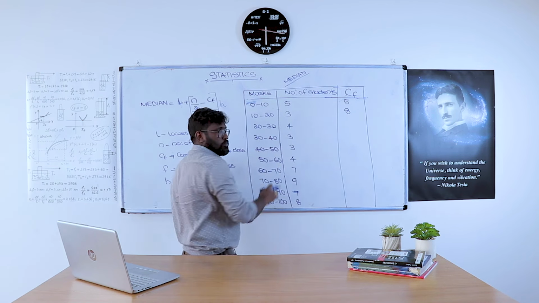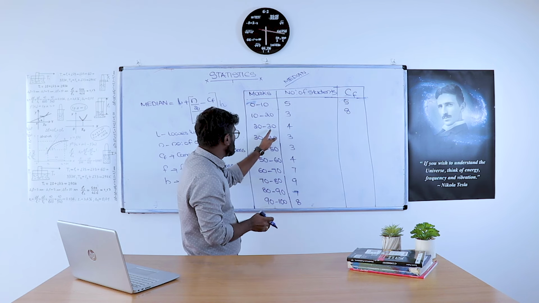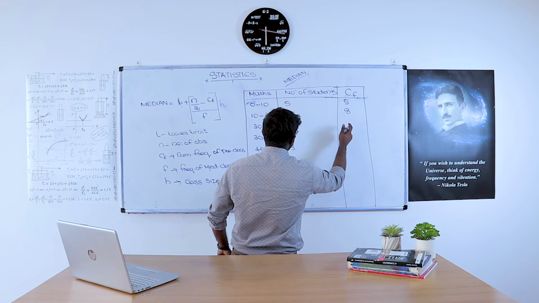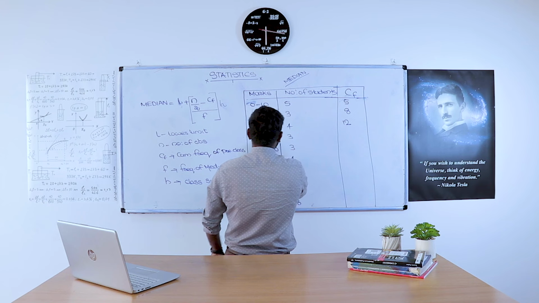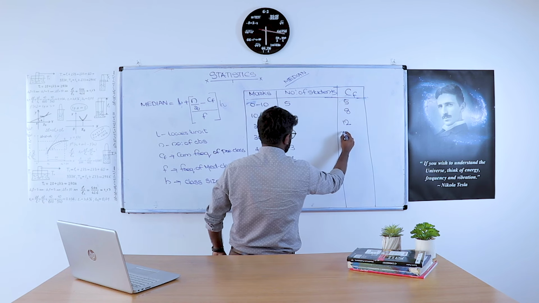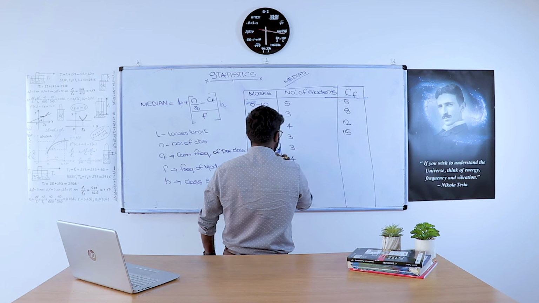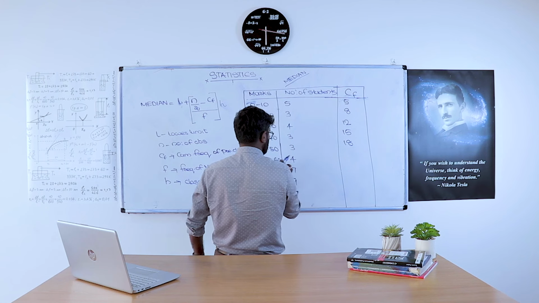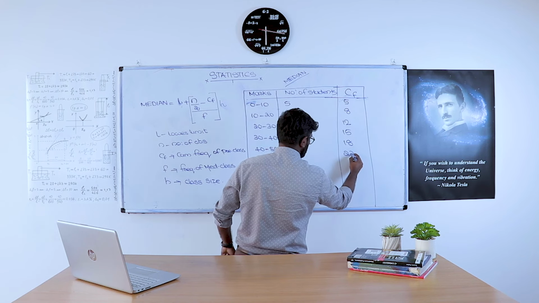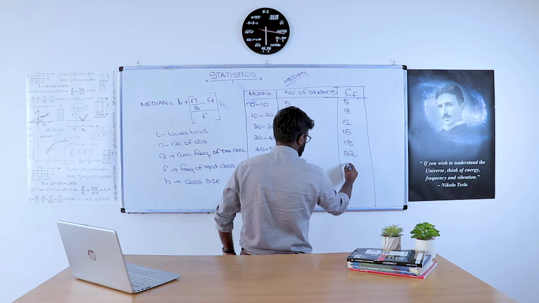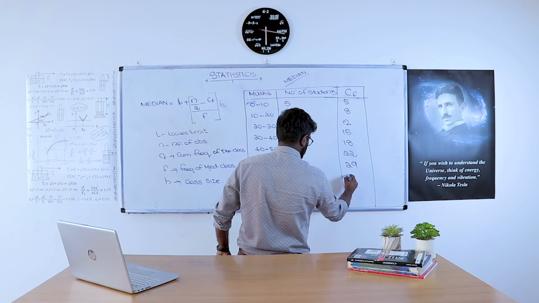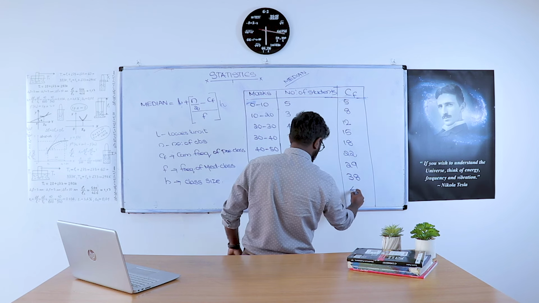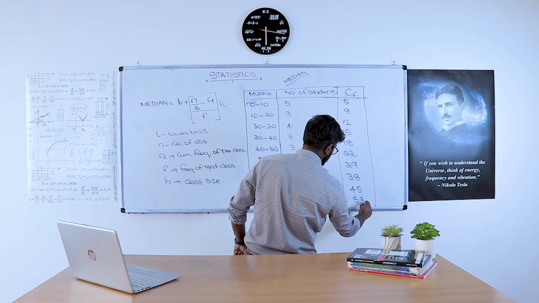So 20 to 30, there will be 4 students. What is the cumulative frequency? Below 30, how many students are there? 5 plus 3, 8 plus 4, 12. 30 to 40, 3 students, so the cumulative frequency is 15. 40 to 50, 3 students, the cumulative frequency is 18. 50 to 60, 4 students, the cumulative frequency is 22. 60 to 70, 7 students, 29. Then 38, 45, and finally 53. This is the cumulative frequency.